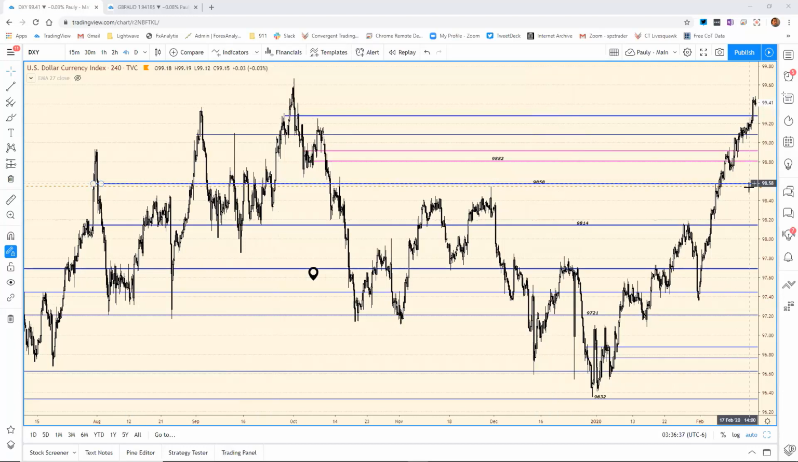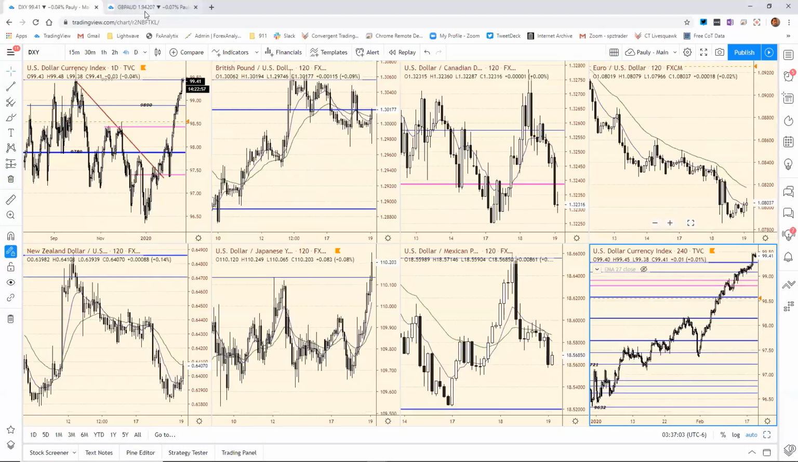What a move. Look at that. And the reason I had to use a 2-hour, but I had to put it on a 4-hour to condense it. But boy, look at that. Let's move into the cross rates.